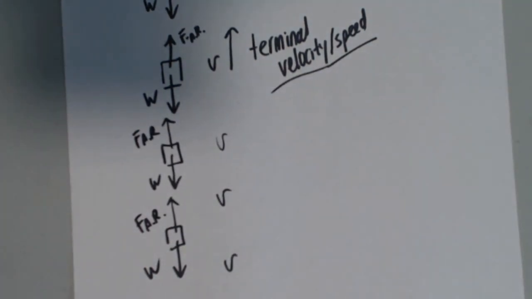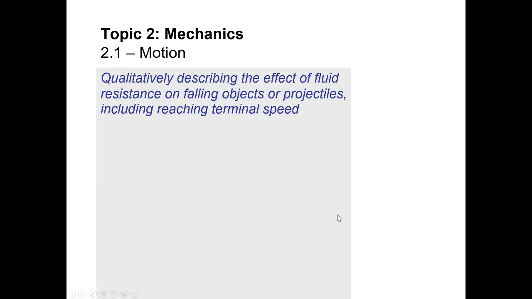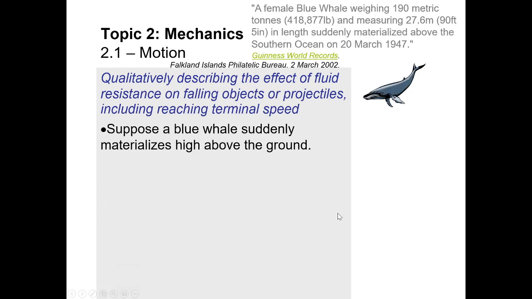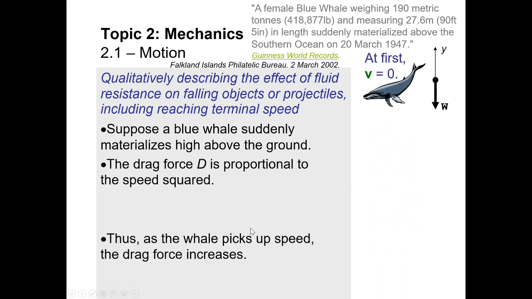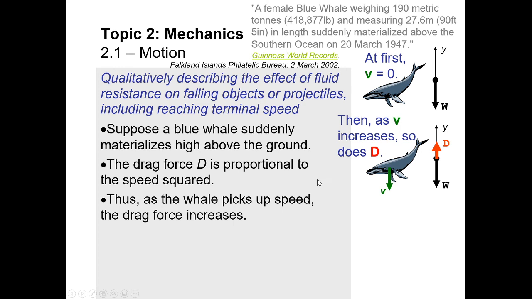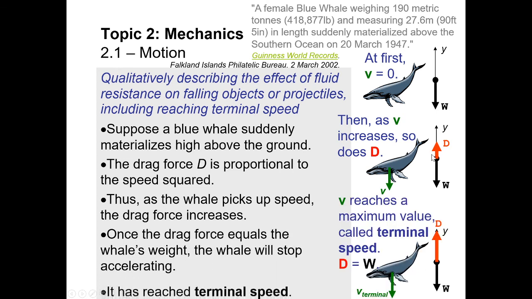Let's go back to the slides. Now this next slide is explaining the same thing, but in terms of a whale. If a blue whale was to suddenly materialize high above the ground and high above the sea, there would be a drag force. So instead of calling it F air resistance, here you can also call it drag. And actually that's a little bit of a shorter way to represent it. W is the weight. So initially there's no drag, and then there's a little drag, and then there's more drag until it balances, at which point the velocity reaches terminal velocity.